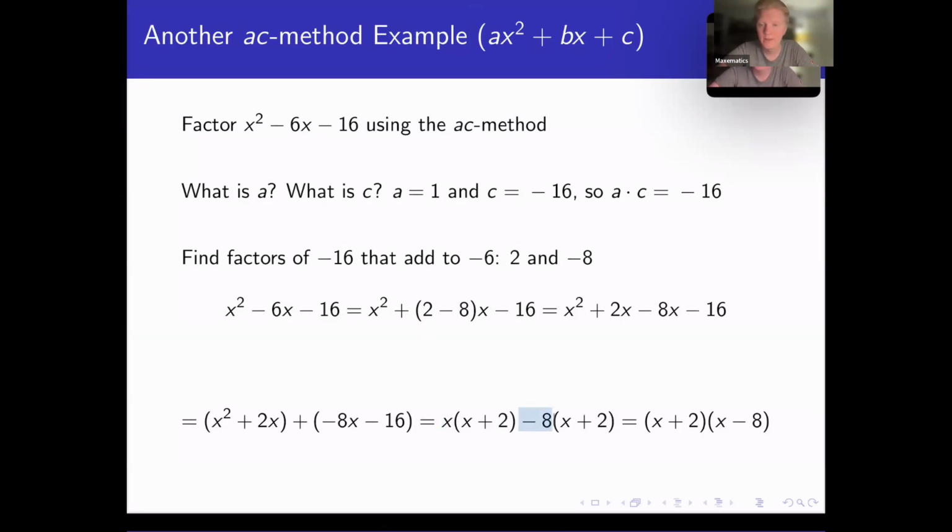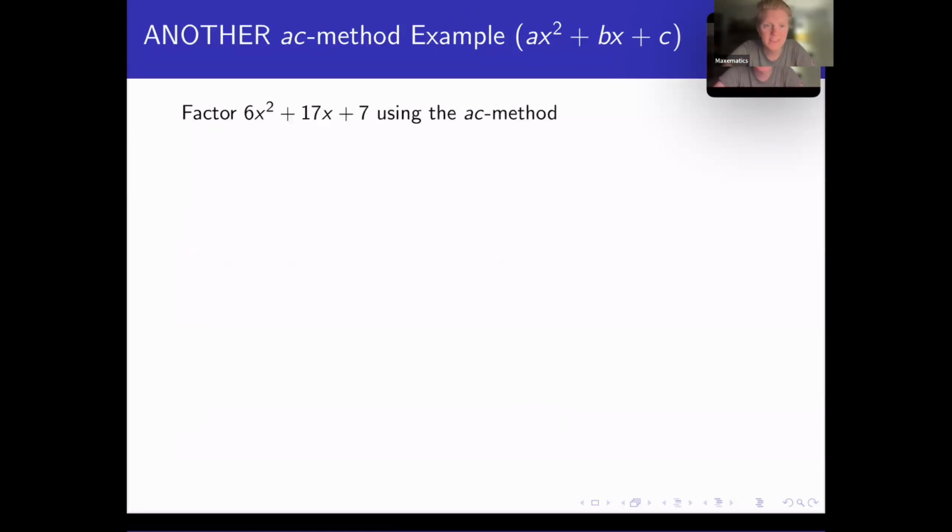Okay. One thing I'll also note is that I did 2 and negative 8, but you could very well do negative 8 and 2, even though we are reversing the orders, even though we're saying negative 6x is 2x minus 8x. Negative 6x is also negative 8x plus 2x. So if you wanted to try doing this problem with x squared minus 8x plus 2x minus 16, you would get the exact same answer. Your terms would just be written in a different order.